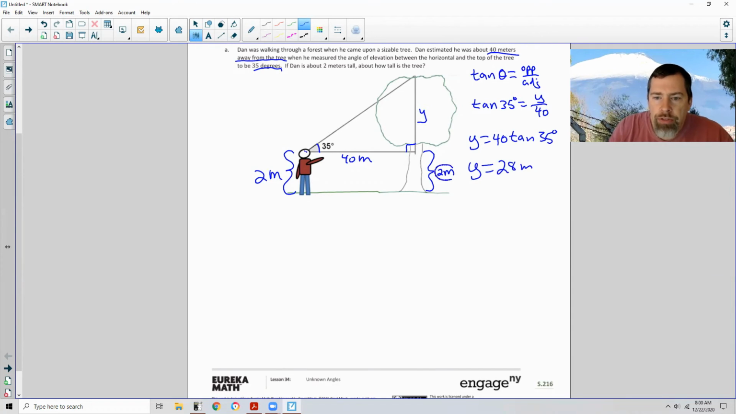Do not forget that his eyes were already 2 meters off the ground. So I need to add 2 meters. So the tree equals, or let's say it's an approximation because that was a decimal, 28 plus 2. The tree is approximately 30 meters tall. And there we go.